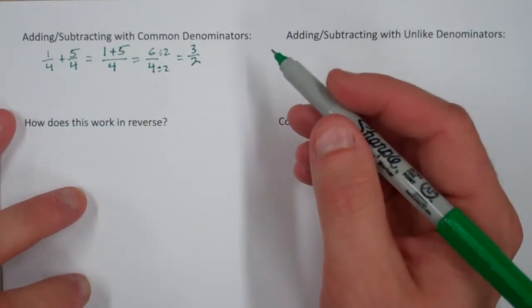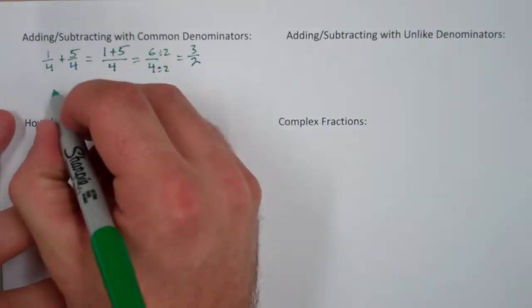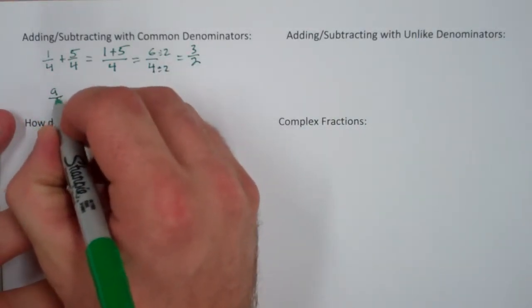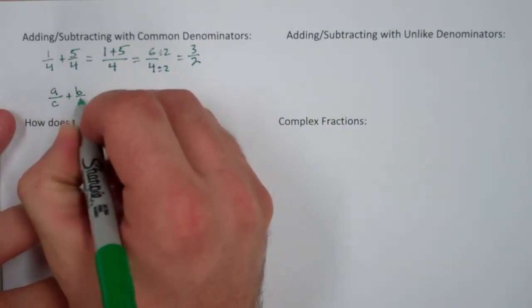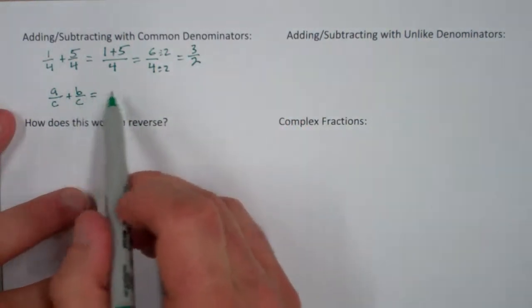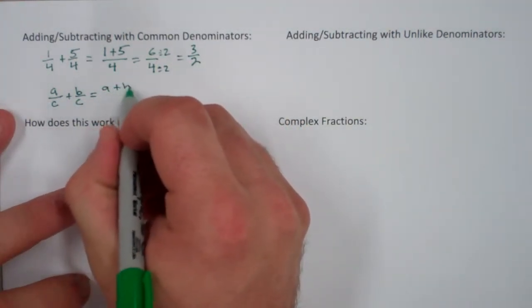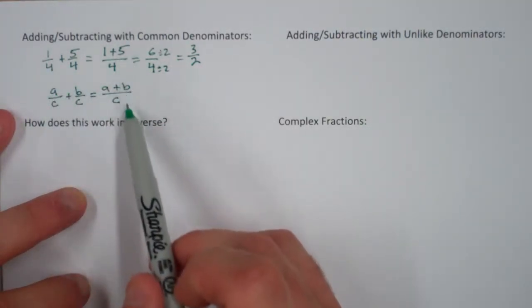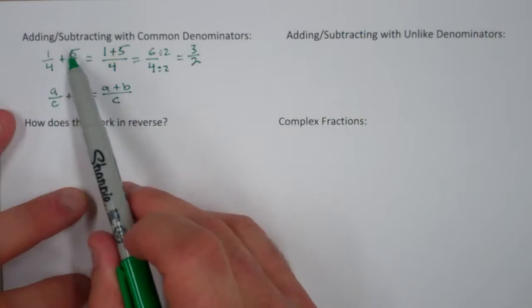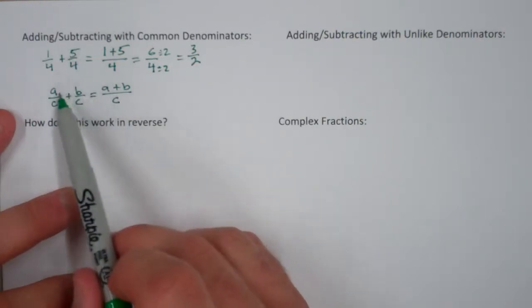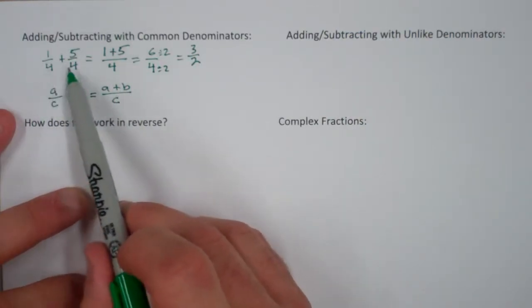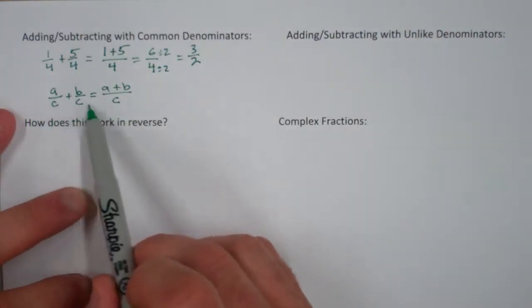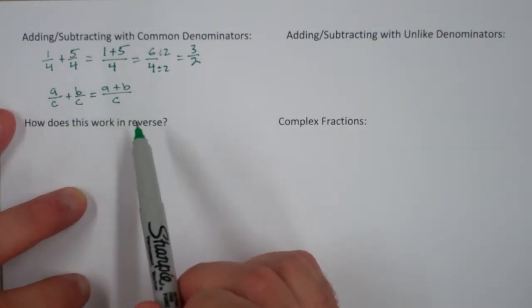To see how this looks with algebra, you can think about it like A over C plus B over C. That's equal to A plus B over C. Remember that this first part is just like that right here. So we have a numerator, a different one, even if it's the same one, that's fine. You just add them together and then you keep the denominator. You do not add the denominators together.